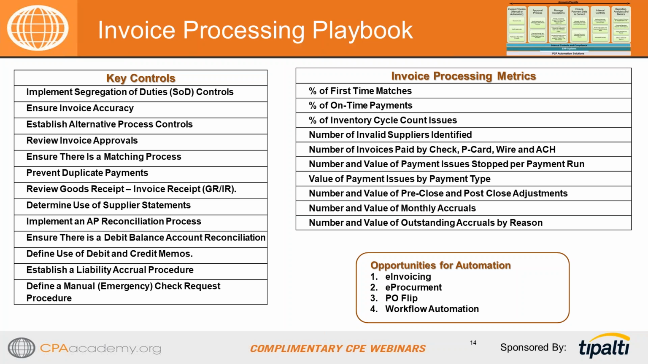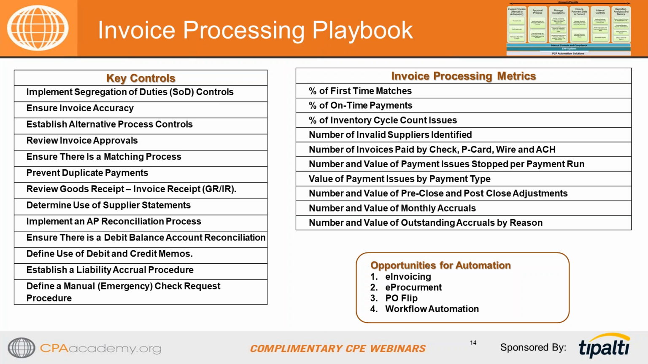Look at debit balances to see who's got unopened debit balances, define use of debit and credit memos, establish a liability accrual procedure, and if there is a need for manual checks, define a manual emergency check request procedure. I've seen some shared service centers actually charge a fee for those manual checks because they're emergency, they're outside the scope of normal processing. Just a couple of key metrics for you because you'll be able to download this presentation.